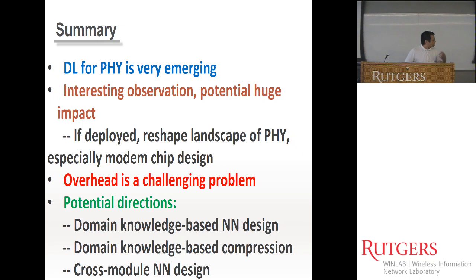And the third one, I think a very important and promising direction, is that a good method to reduce overhead is to consider more modules together, using a unified neural network to achieve the tasks of multiple modules, like the joint detector and decoder design. In that case, the overhead can be significantly reduced. That is what I believe. Thank you.